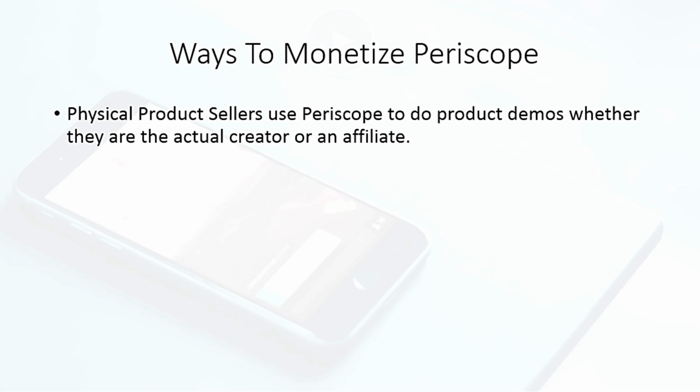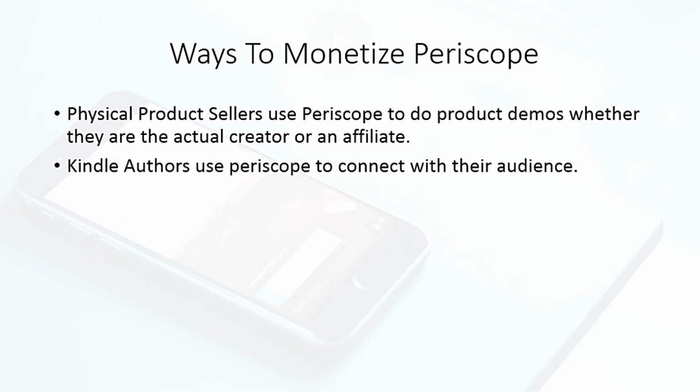Now, physical product sellers can use Periscope to do product demos, which is a fantastic way of demonstrating to people that what they're about to buy actually works. They're actually able to see the product in action so that they'll be more willing to buy. And you can do this whether or not you're the actual creator or an affiliate. There are no rules against affiliates doing product demonstrations. So this is a great way to get people engaged, get people to see the actual product, and to get them to buy.